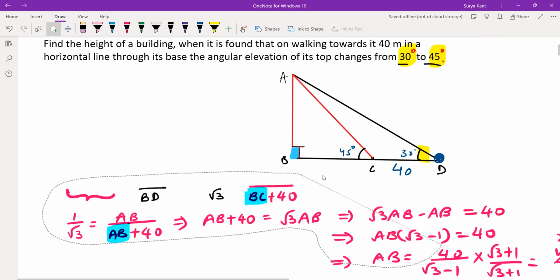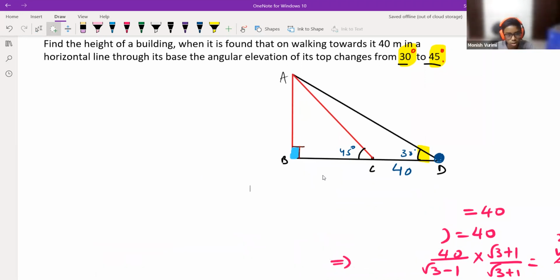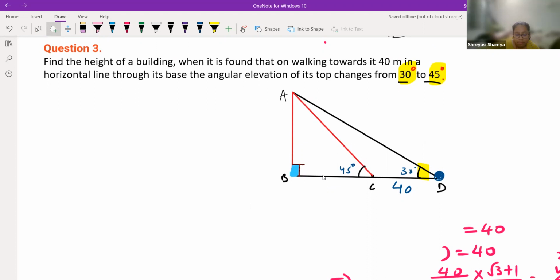After this chapter, which one should we do, children? Linear equations in two variables. Okay.